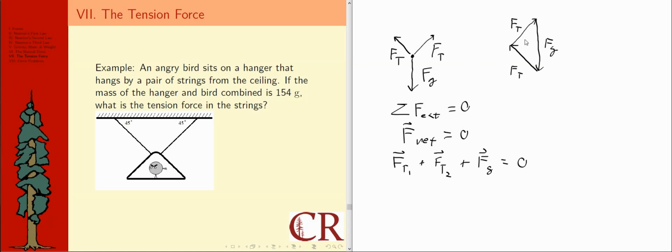Well, this is a triangle, right? And we can calculate the force of gravity, right? Because force of gravity is equal to the weight, which is equal to mg, which is equal to 0.154. I'm going to convert that 154 grams into kilograms multiplied by 9.81 meters per second squared. And that is something I could definitely calculate if I wanted to.